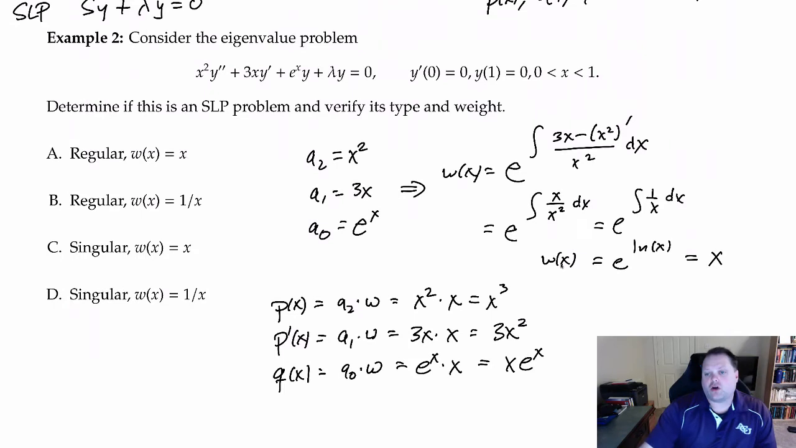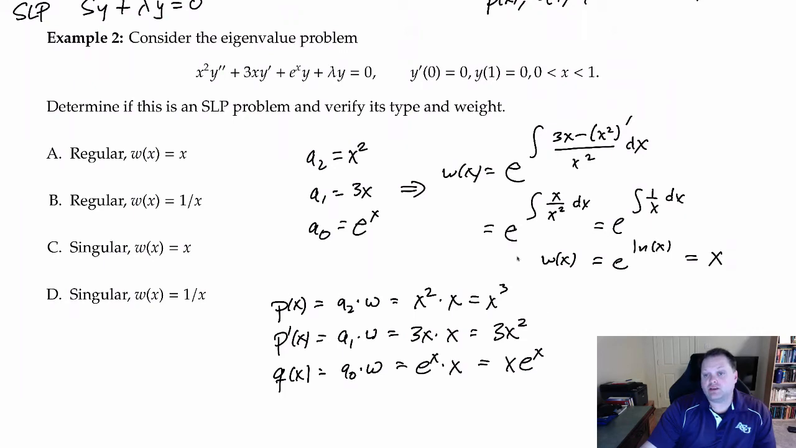So we should check, are all of these continuous? Yeah, absolutely. They're all continuous on the interval. We've got the right kind of boundary conditions. P of x and Q of x are positive on the interval, which is true because it doesn't include the endpoints. So all of the conditions for regularity are satisfied.